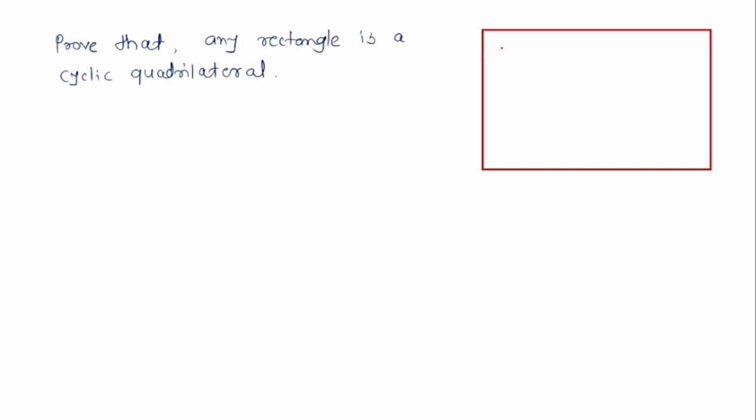As it is a rectangle and we have to prove that it is a cyclic quadrilateral, first of all we must know what a cyclic quadrilateral is. Suppose there is one circle given, and we have 4 points on the circle, that is point A, point B, point C and point D. If we take these 4 points anywhere on the circle and join them with each other, we get a quadrilateral ABCD.